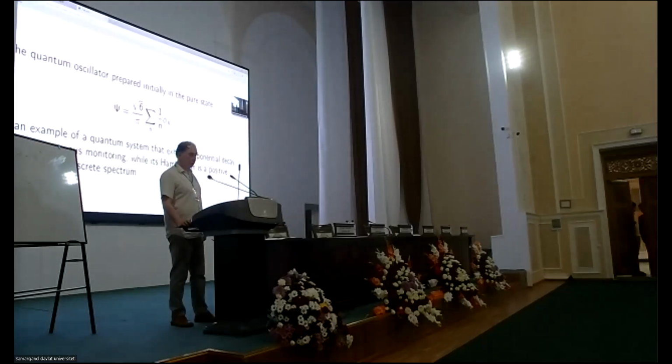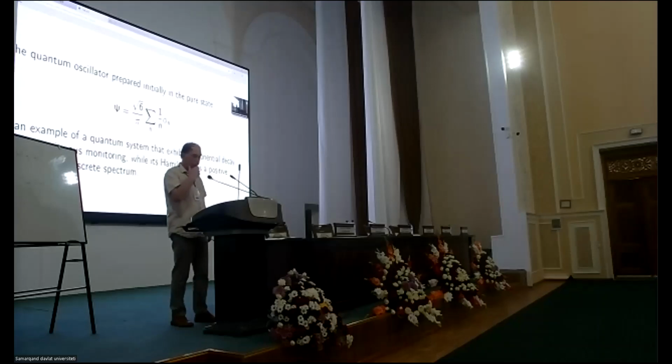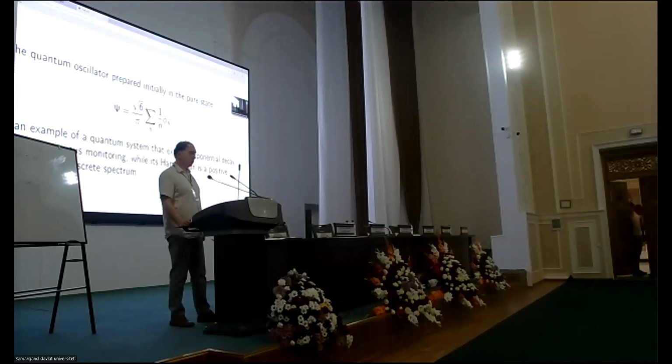So here we go. The corresponding state looks like square root of 6 over pi. Euler proved that zeta of 2 equals something like this. And here we have the sum of 1 over n times the corresponding eigenfunctions. And therefore, this is an example of a quantum system that exhibits exponential decay when I watch what is happening with the system continuously. Under continuous monitoring, the system shows some exponential decay.